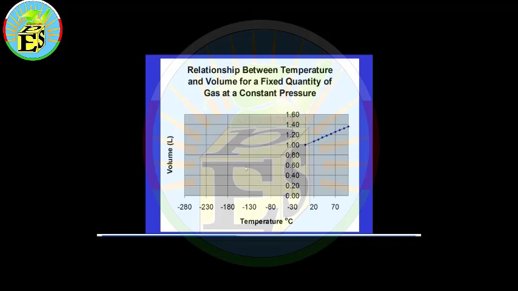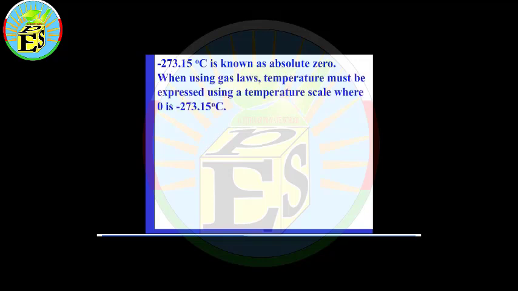If we extend this straight line, it will cut at zero volume. I will have minus 273.15 Celsius. This is called absolute zero. Minus 273.15 Celsius is known as absolute zero.